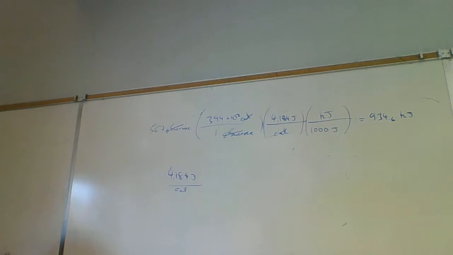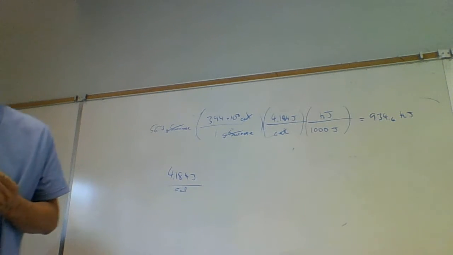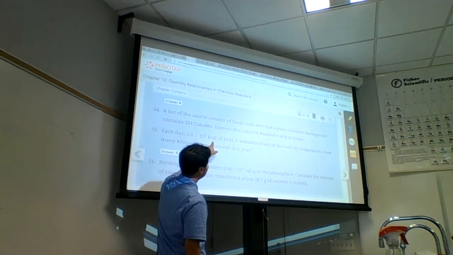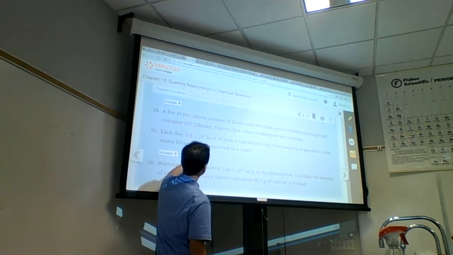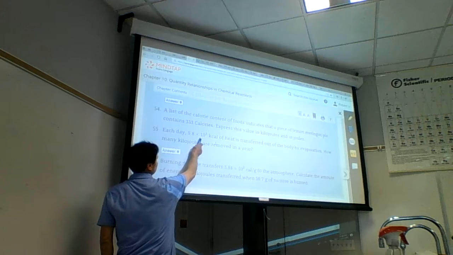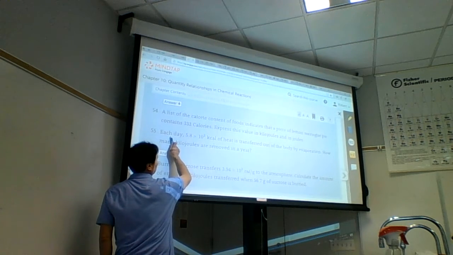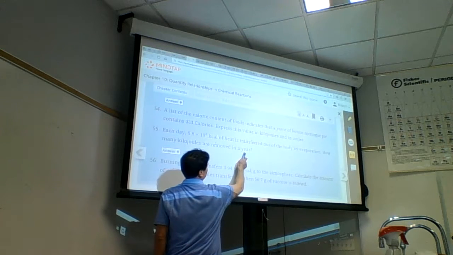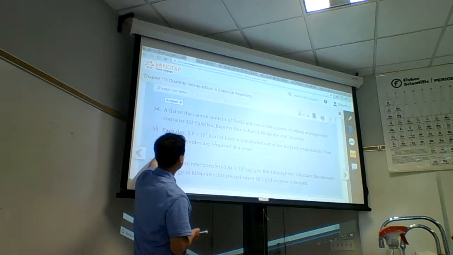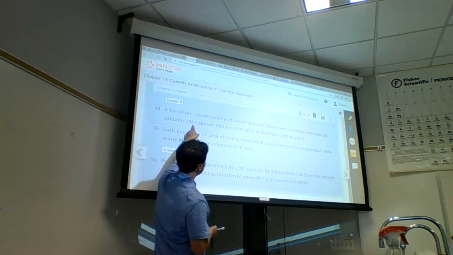In fact, all these energy and stoichiometry problems are dimensional analysis types, so you're always looking for a conversion factor. The conversion factor is going to be given in different ways. Like if we look at this one here, 5.8 times 10 squared kcals of heat is transferred out of the body by evaporation per day. So the conversion factor here is 5.8 times 10 squared kilocalories per day. Now they want to know how much in a year. So a year is the fixed amount, and then the conversion factor is 5.8 times 10 squared kilocalories per day.